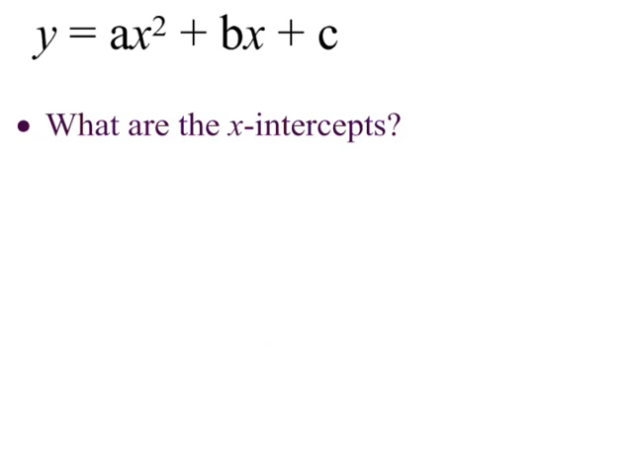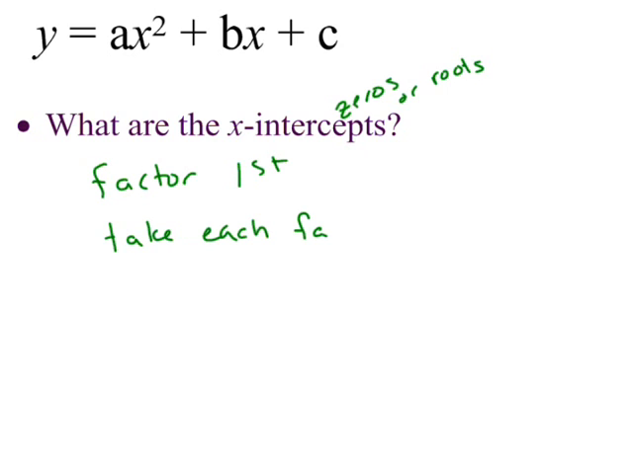All right, so if I'm looking for x-intercepts, that's the same thing as saying zeros or roots. So what I do is I factor it, and then I take each factor and set it equal to 0 and solve for x. Some of you may remember this from a benchmark in the past.